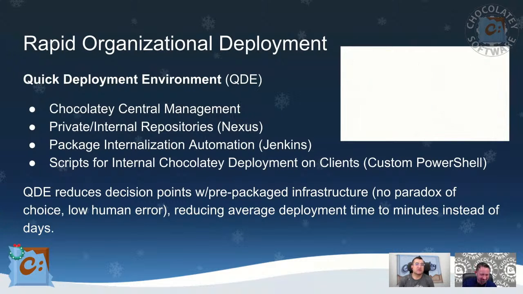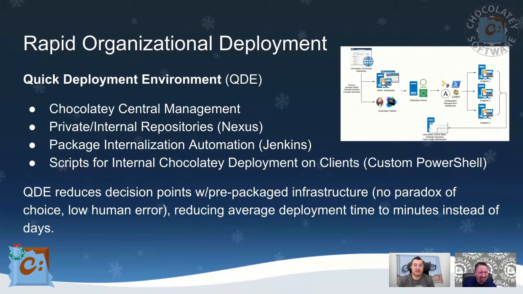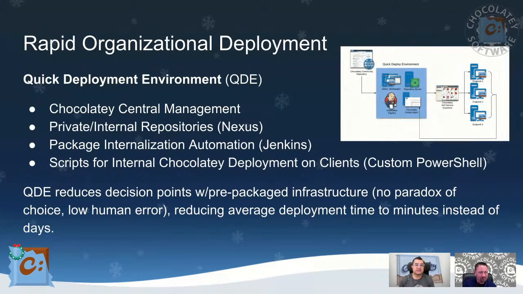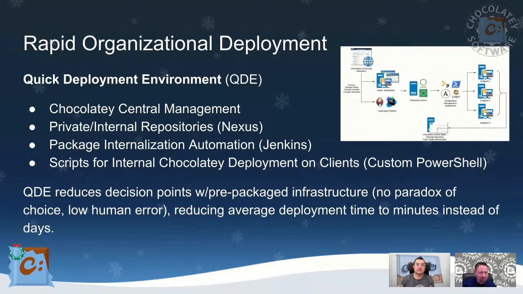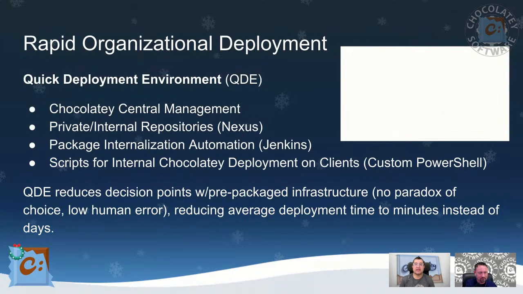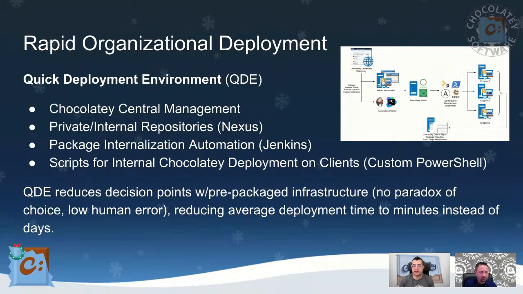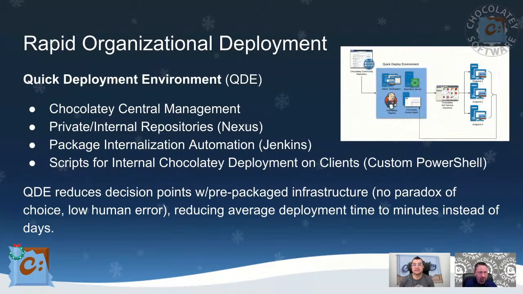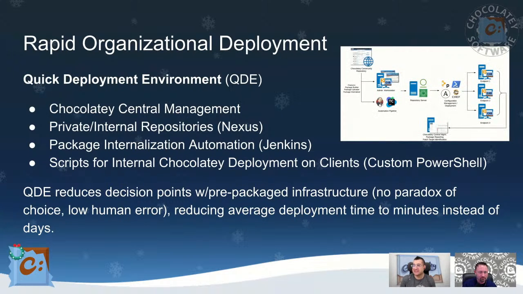Yeah, no problem. So all the cool C4B features that we talked about, Chocolatey for Business, again, another acronym you hear a lot, C4B, come baked right into QDE. This includes Chocolatey Central Management, of course, that web dashboard, and an internal repository. In this case, we're using Sonatype Nexus, open source, and a packaging internalization pipeline of Jenkins. This will auto-internalize your apps from the Chocolatey community repository. In addition, you get some scripts to help you quickly onboard endpoint clients to be managed by CCM going forward. So again, CCM, another acronym, Chocolatey Central Management.